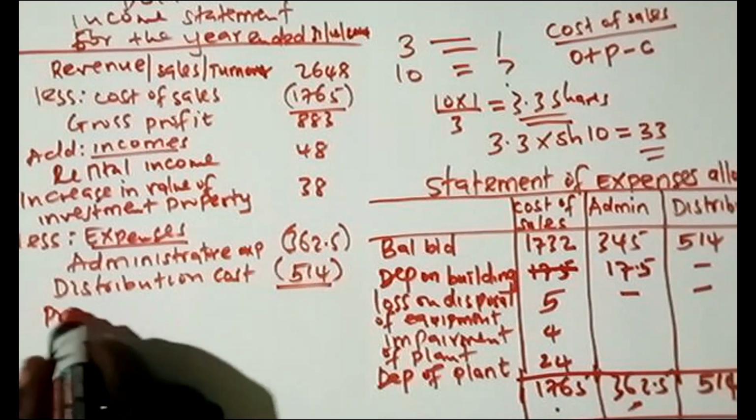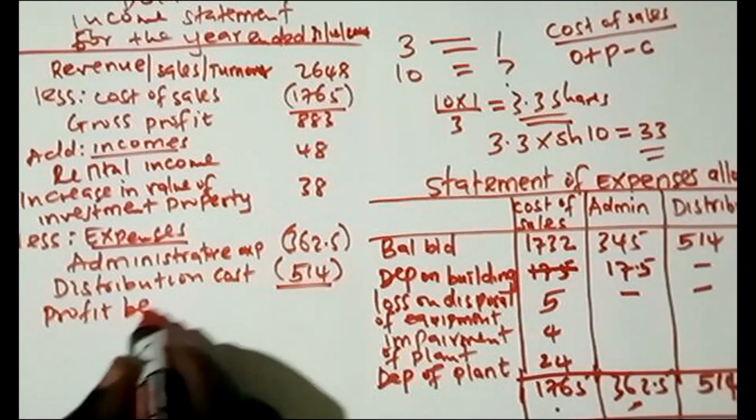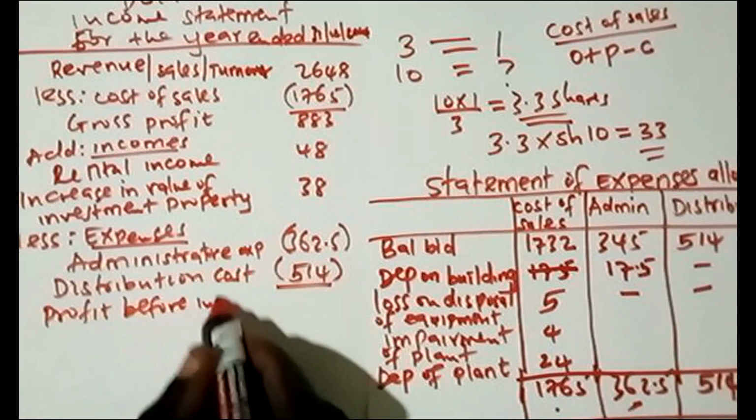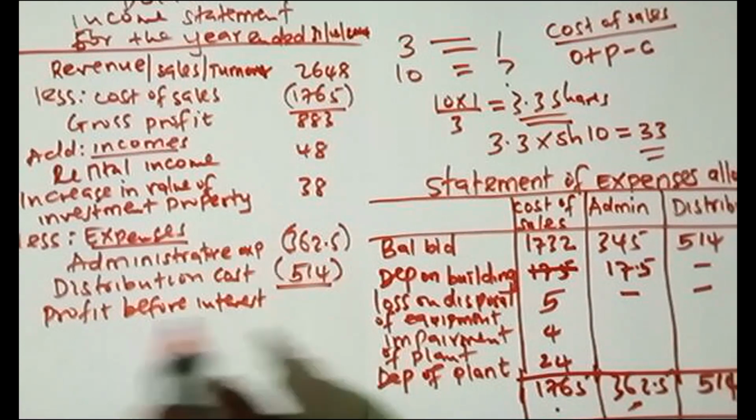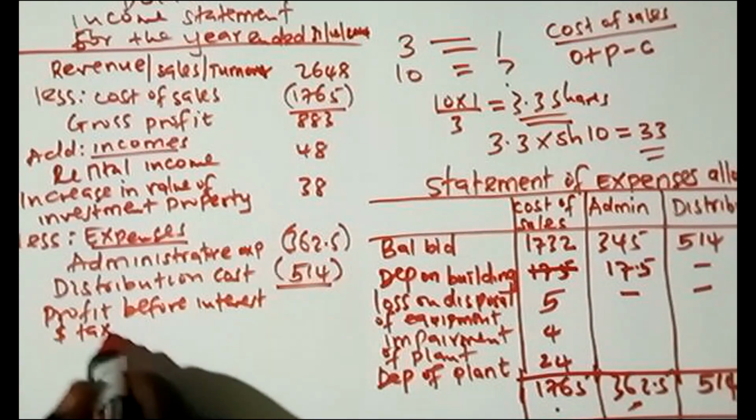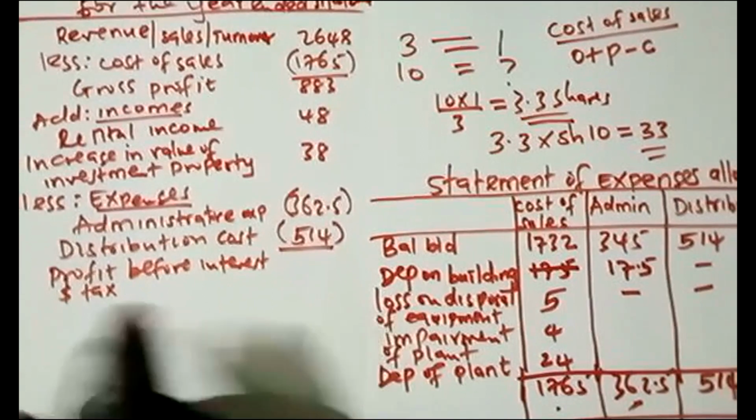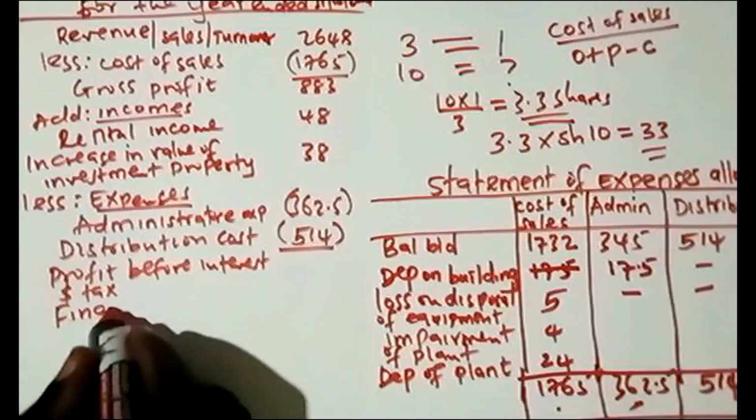Then after that, you get profit before interest and tax. Profit before interest and tax. So interest is finance cost. Excuse me, Marlene. Yes. Sorry.